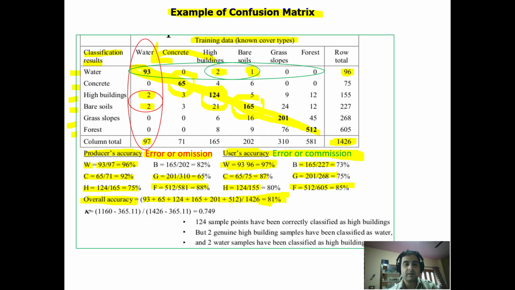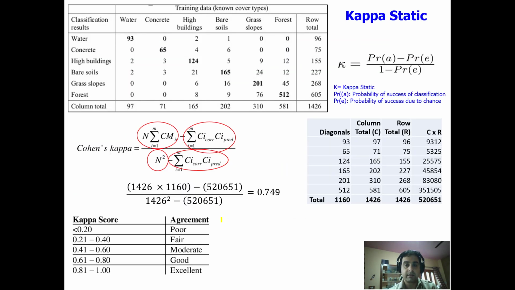Now producer's and user's accuracy can be estimated for each land use land cover class, and overall accuracy is for the overall classified map. Then we have another term, kappa, or Khat coefficient, which has been estimated to be 0.794, and we will try to understand in the next slide how kappa has been estimated.